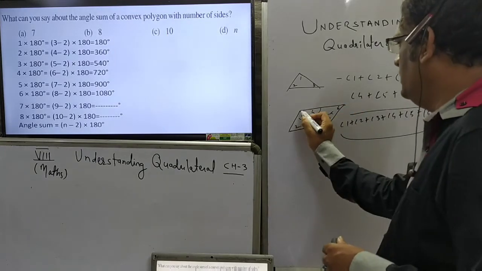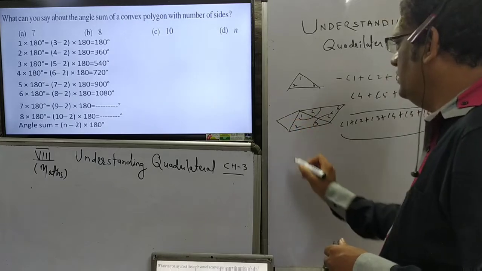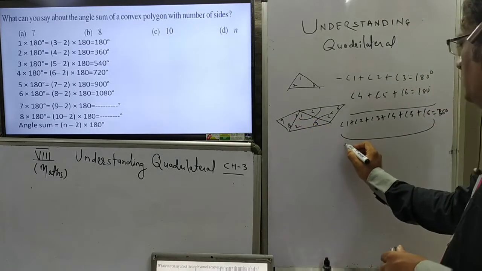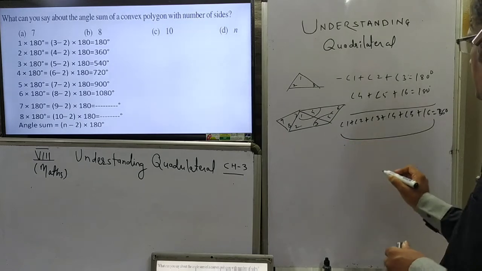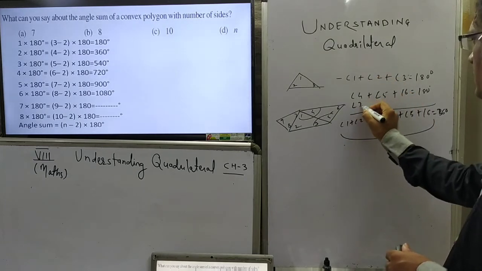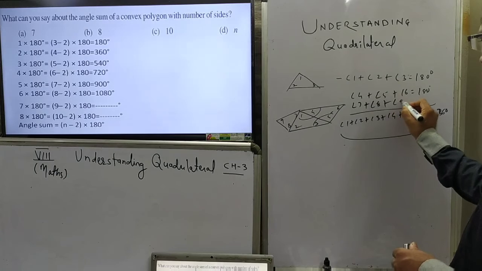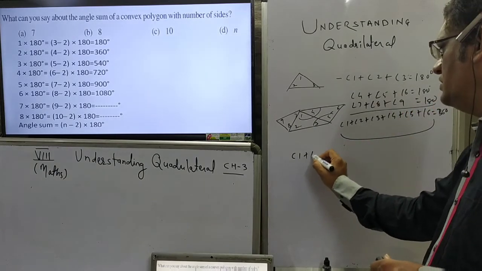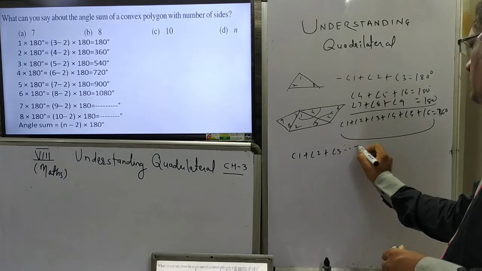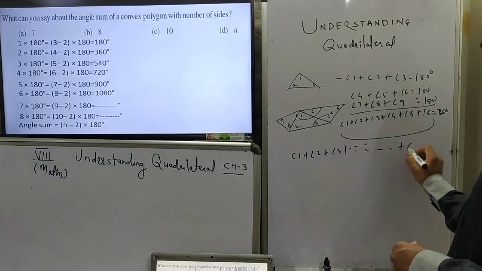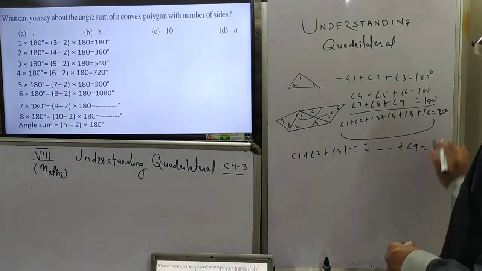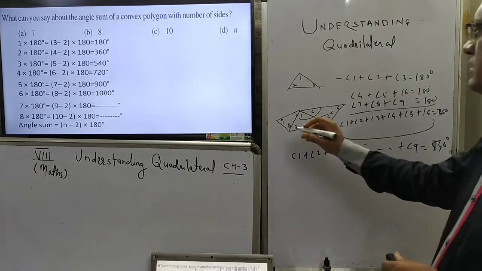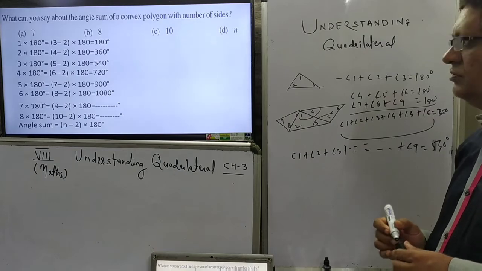If we add another triangle over here, say with angles 7 plus 8 plus 9, then the sum of angle 1 plus 2 plus 3 up to angle 9 is equal to 180 plus 180 plus 180, that is 540 degrees. So this is a pentagon. So what have we got?